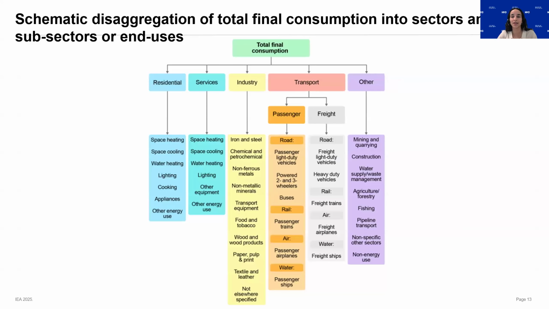First, as we saw in the energy balance, in the first section, the third block of the matrix shows the total final consumption of a country. This total consumption is divided by sectors, which can be divided into end uses or subsectors. I will dig now into the details later.